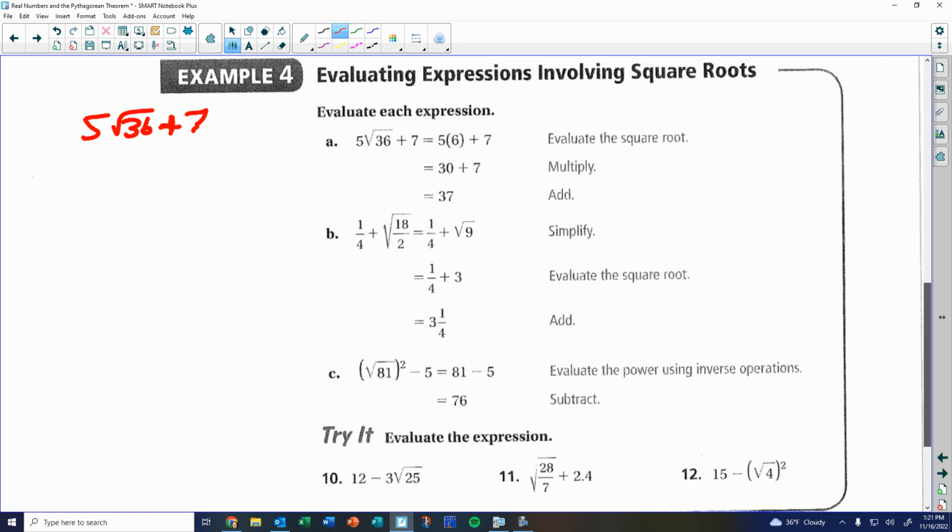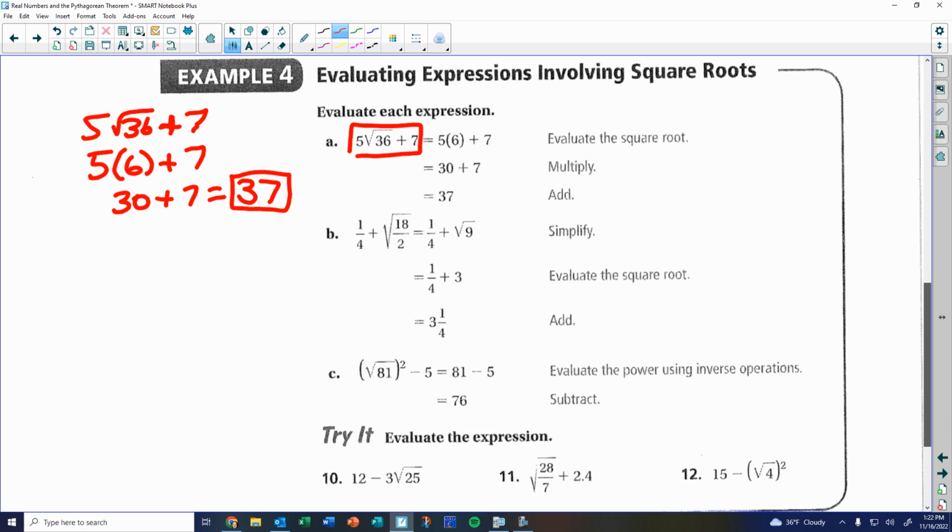Well, so I have to look at that radical and ask myself, can I simplify this square root? Can we simplify the square root of 36? What is it? 6, right? 6 times 6? And now instead of 5 times the square root of 36, it is 5 times 6, which is 30. And I add 7 to 30. So I can take that expression and take it all the way down to 37. It's an expression. Why? There's no equal sign here, right? Equal sign makes it an equation. Without an equal sign, it makes it an expression.